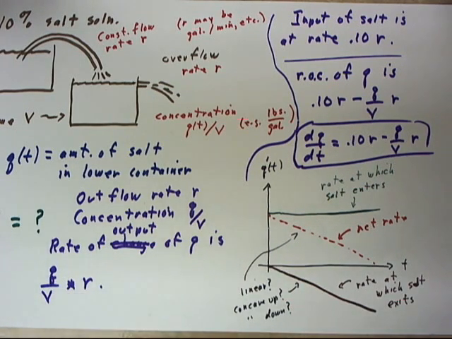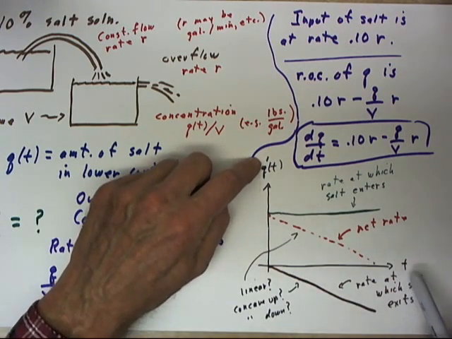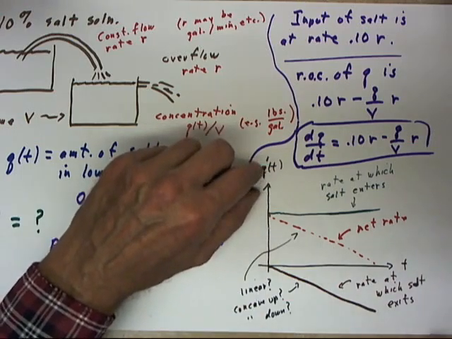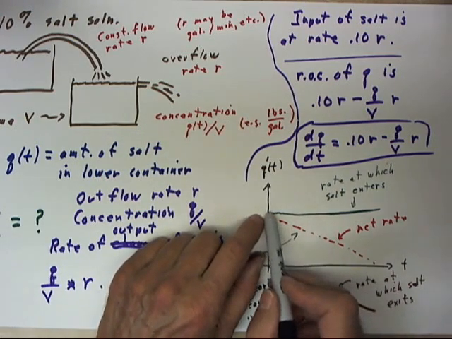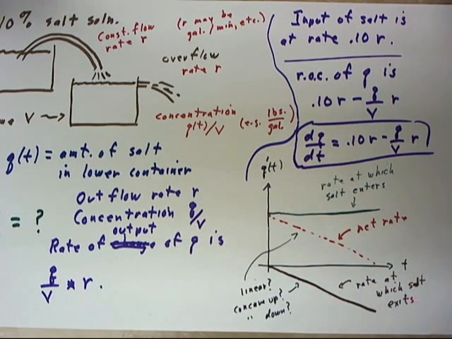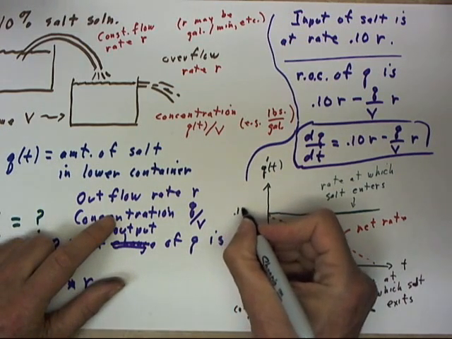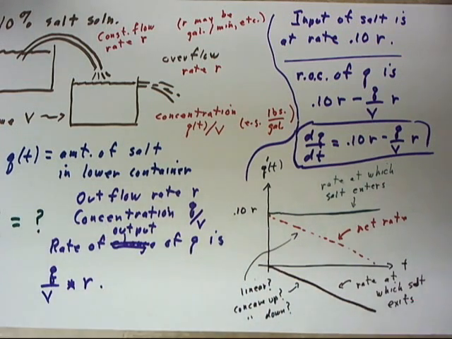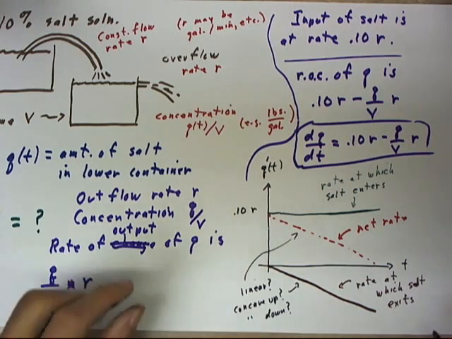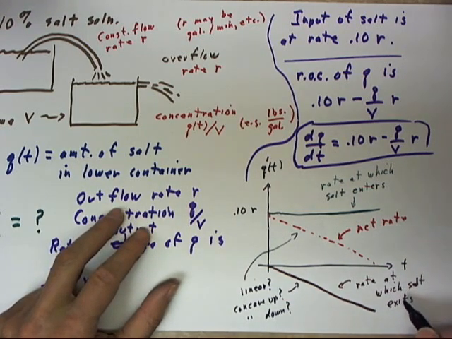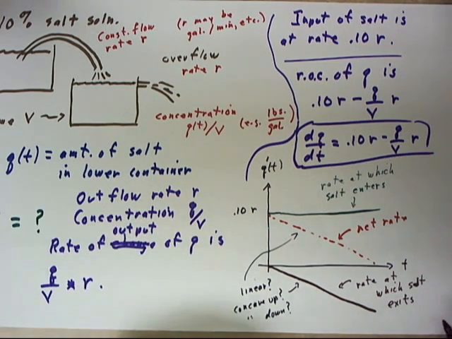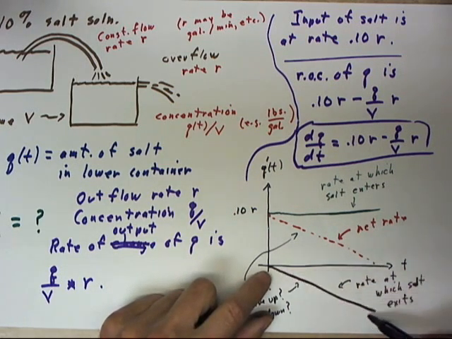We can represent the situation in a graph of Q prime of t versus t, the rate at which Q changes versus t. The rate at which salt enters is constant. As a matter of fact, that's now seen to be 0.10 R. The rate at which salt exits, now that's not actually right. This should be the rate at which the amount of salt changes due to exiting, but I'm not going to change the wording here. You still get the idea. It is going to be negative.